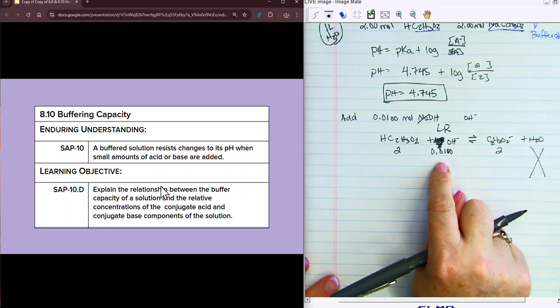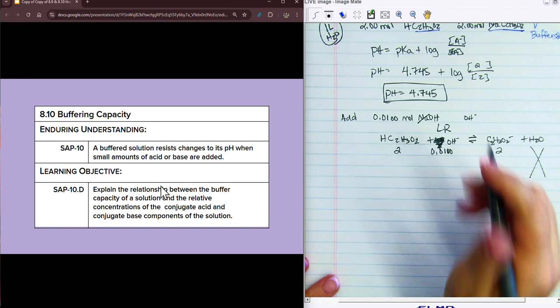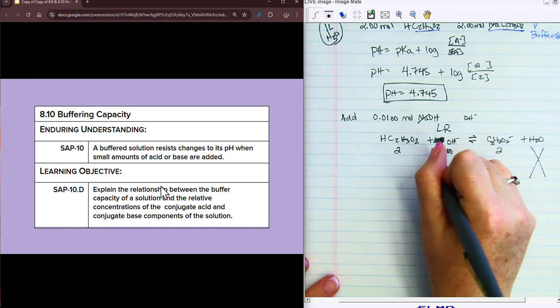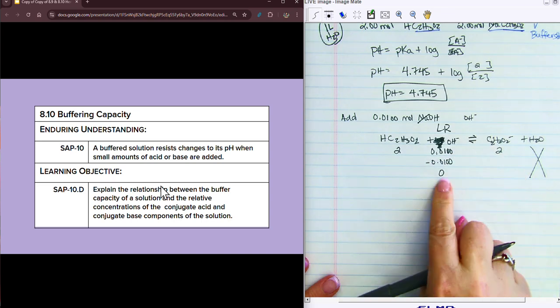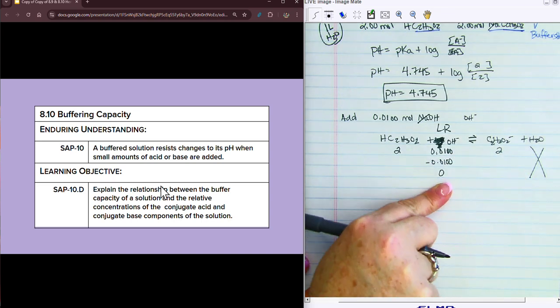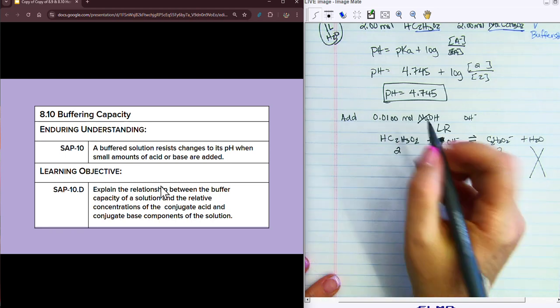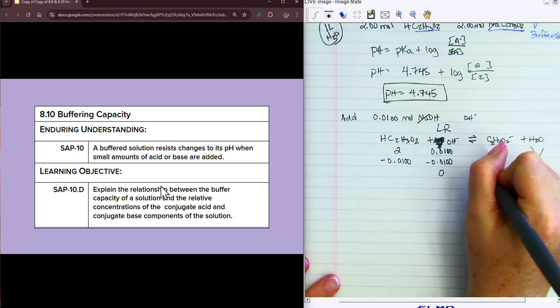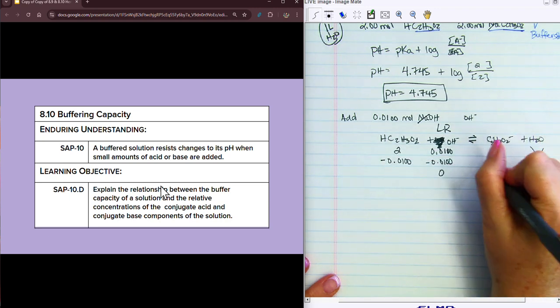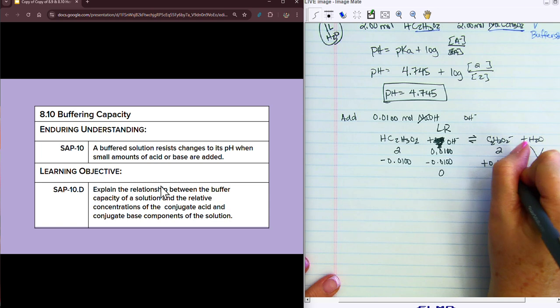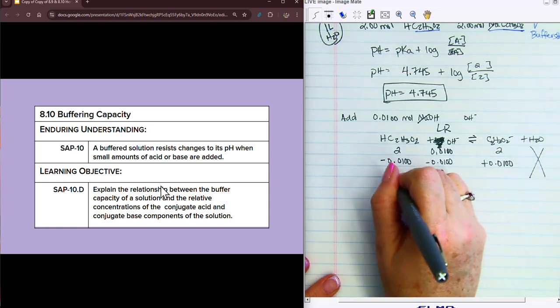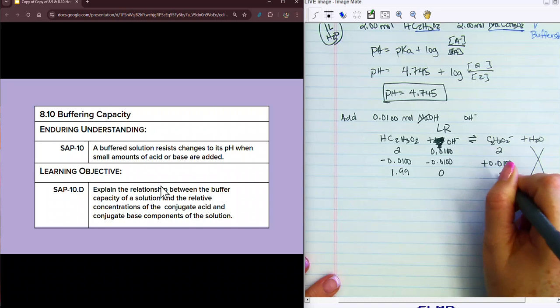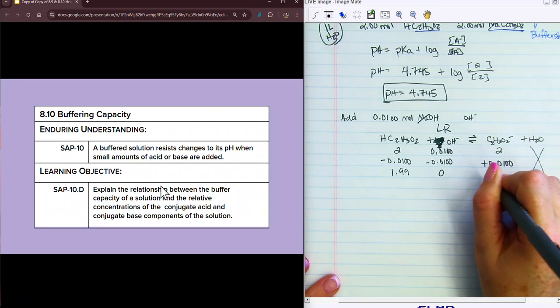This will react to completion. So it will be gone, and be gone means that I will use it all up. So the equilibrium is going to shift that way. So I will subtract 0.0100 from the reactant side, and then I will add it on the product side. So this becomes 1.99. And this becomes 2.01.